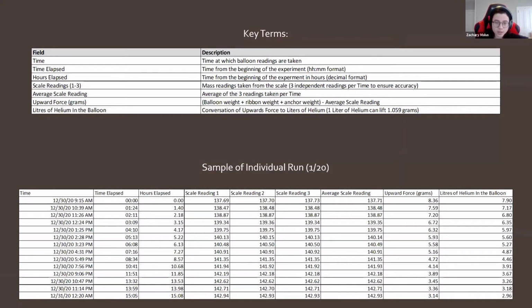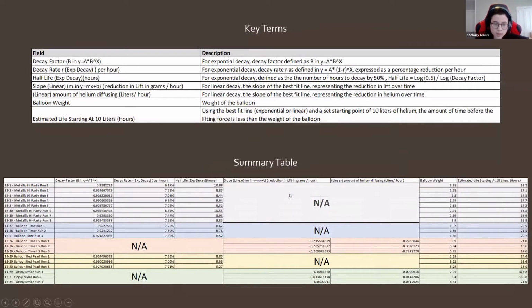This is a sample of just one individual run, and this is one of many runs performed during the experiment. You can see key terms at the top. This is a summary of the entire experiment. These rows represent different balloon runs, and each column represents a piece of data gathered from its respective run. Some of the columns aren't applicable, as some of the columns are only for linear decays and some of them are only for exponential. For example, it's completely impossible to calculate the decay rate percentage for a linear slope.